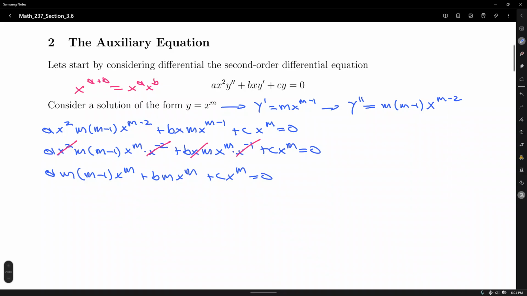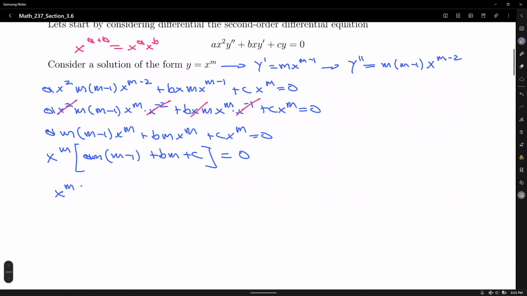Notice in this equation, x to the m is the greatest common factor, so I'm going to factor out x to the m. That leaves us with x to the m times a m times m minus 1 plus b m plus c, and let that again be equal to 0. Distributing, that is a m squared minus a m plus b m plus c. This is equal to 0.